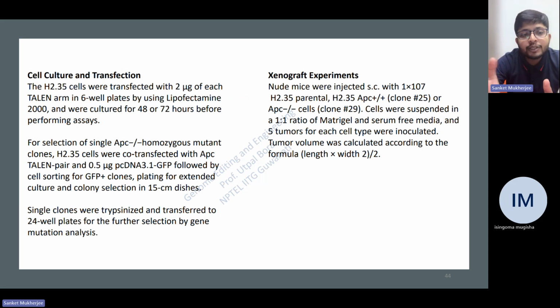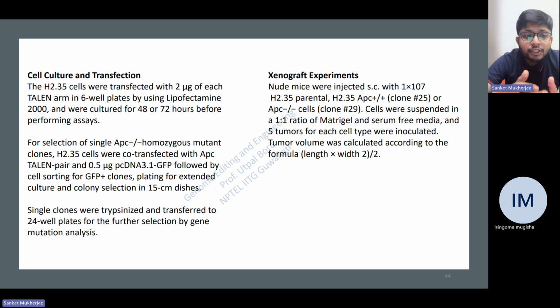So then cell culture and transfection was done. In HT-29 cells, they were transfected with 2 microgram of each TALEN arm in 6-well plates using Lipofectamine. So Lipofectamine is an agent that helps in transfection. And they were cultured for 48 to 72 hours before performing assays.